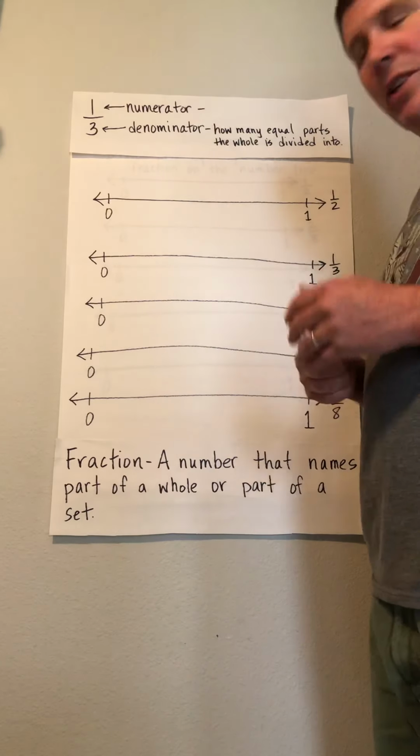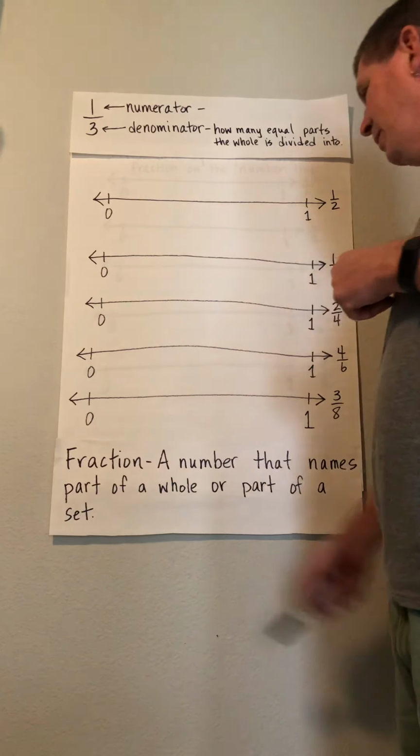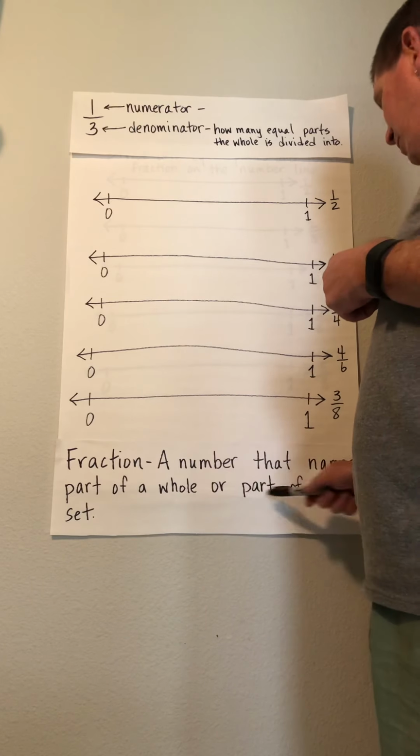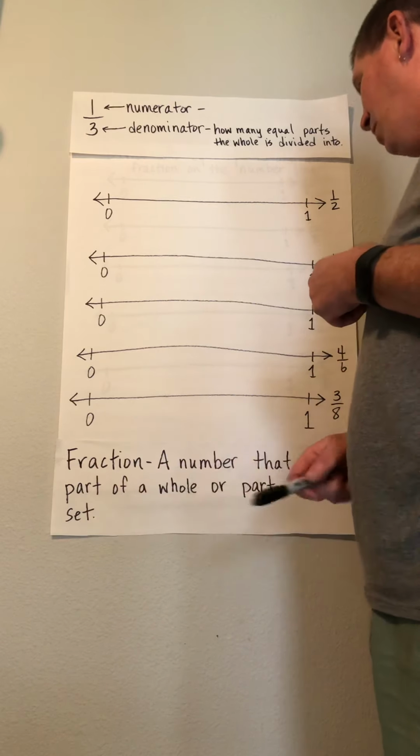So today we are going to continue with fractions. And remember that a fraction is a number that names part of a whole or part of a set. Now we're going to deal with part of a whole today. In other words, a whole one. We're going to use number lines.